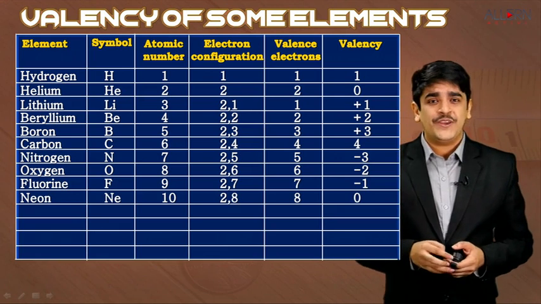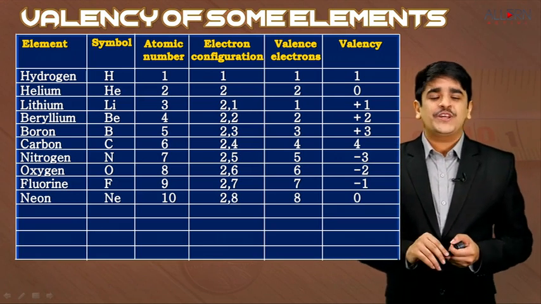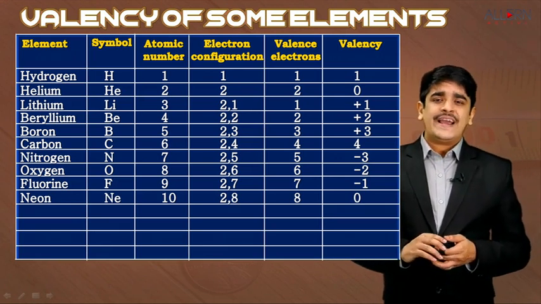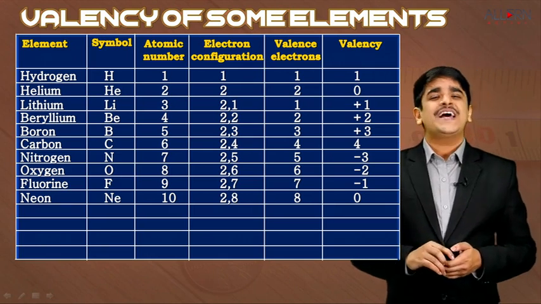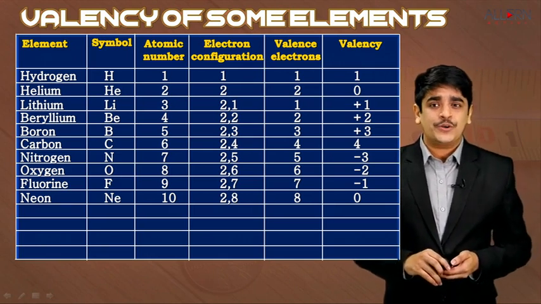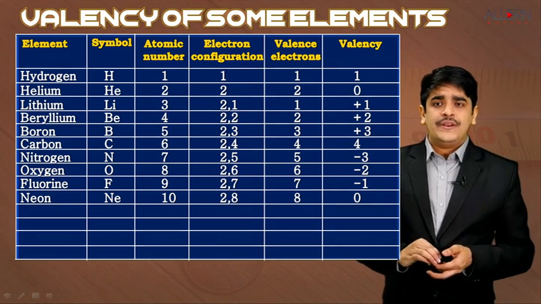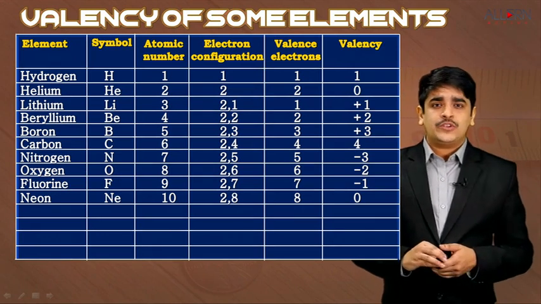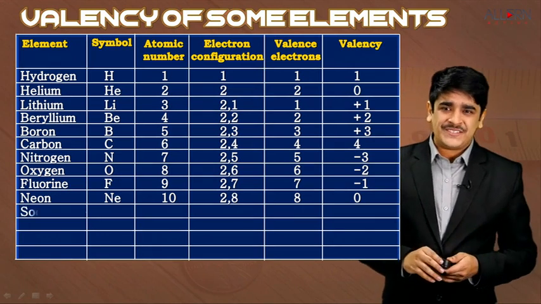And finally we have neon, atomic number 10, configuration 2, 8, has exactly 8 electrons in the last shell, is absolutely stable according to the octet rule. In fact, carbon, nitrogen, oxygen, fluorine, everybody was trying to become neon till now, correct?